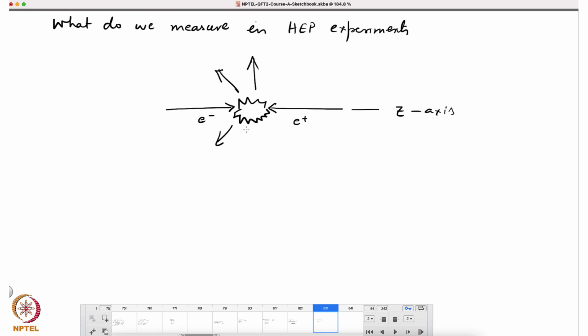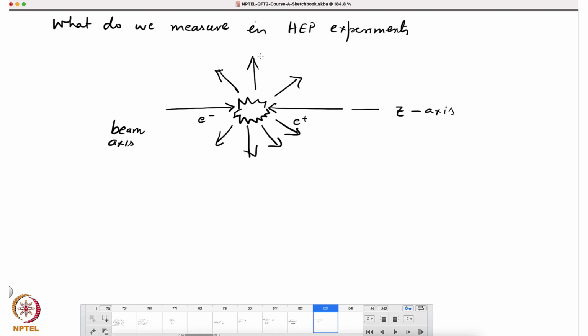Okay, it will produce many things. It will produce whatever it can produce, which includes leptons and also hadrons. Okay. So, this is also called the beam axis. Okay, it is a beam because it is not just one electron colliding against one positron, but it has a bunch of electrons moving along this direction, and it has a bunch of positrons. So, you have a beam of electrons and a beam of positrons, which are colliding.